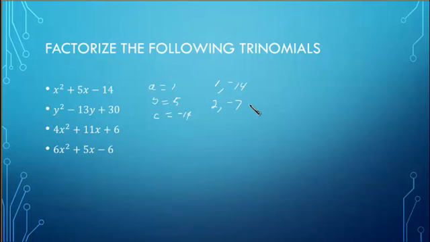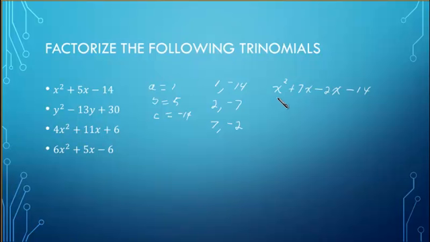So we should at this point realize that if we went with 7 and minus 2, yes, now these two factors do add up to 5. So then we rewrite this expression as x squared plus 5x plus 7x minus 2x minus 14.